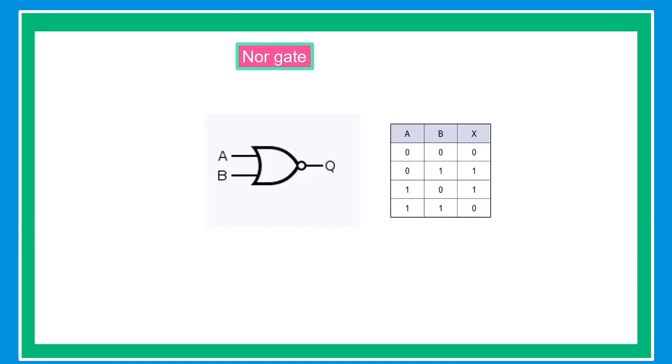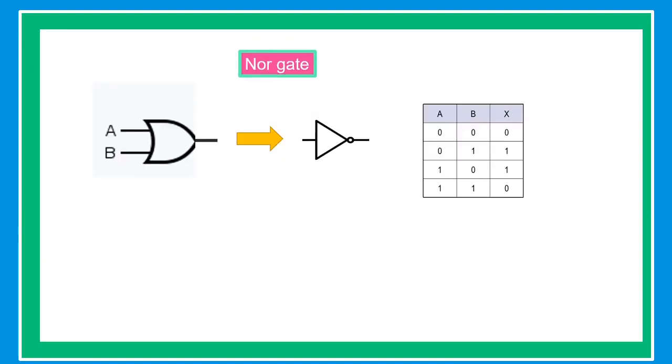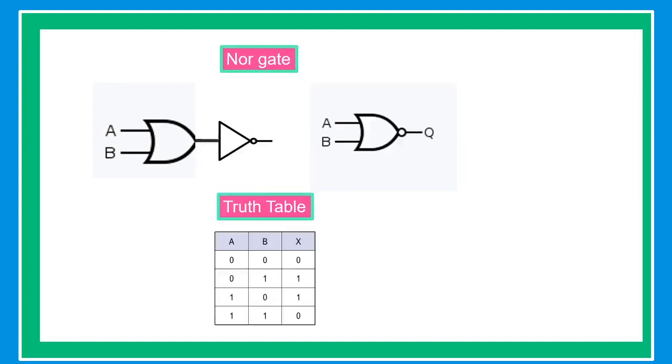Our next topic is the NOR gate. A NOR gate is an OR gate followed by a NOT gate, and this is the basic construction of the NOR gate. The truth table of the NOR gate: when A and B are both 0, the output is 0. When A is 0 and B is 1, the output is 1. When A is 1 and B is 0, the output is 1. And when A and B are both 1, the output is 0.